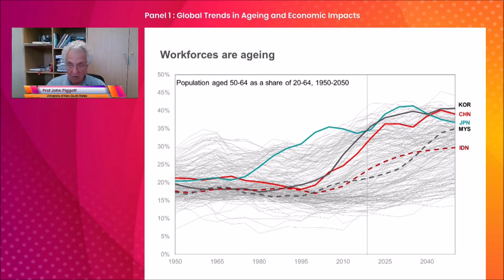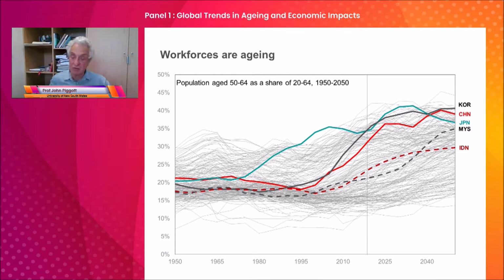So usually we get to this slide as a result of looking at demographic change and so forth, but you can see for a number of Asian economies there, Korea, China, Japan, Malaysia, Indonesia, there is this sharp movement when you look at the population aged 50 to 64 as a proportion of the population aged 20 to 64. So the share of mature workers. And you can see how rapidly it's increasing.